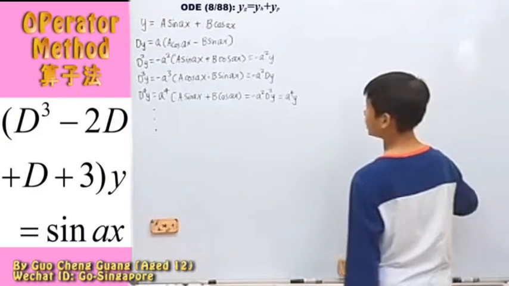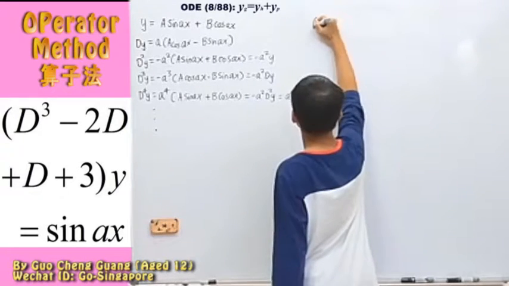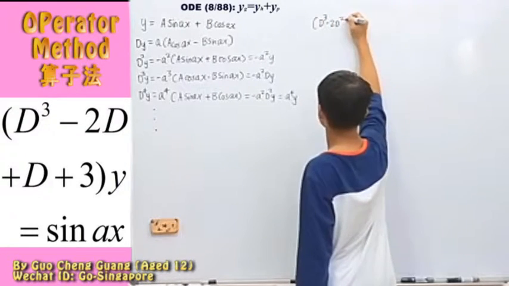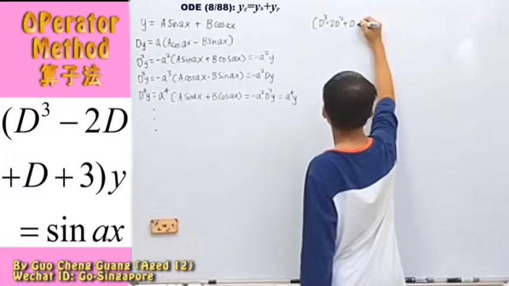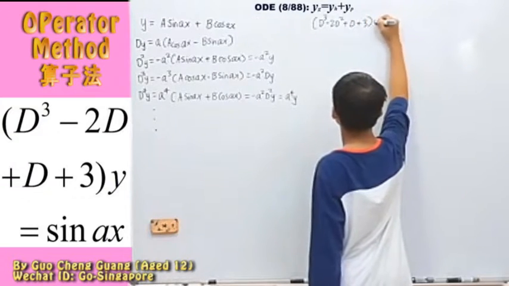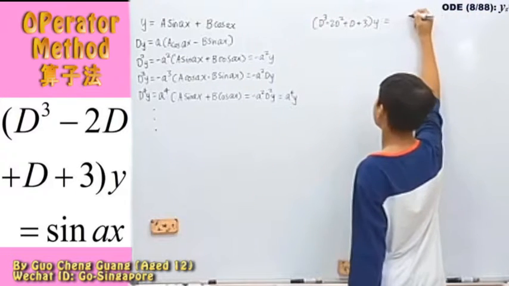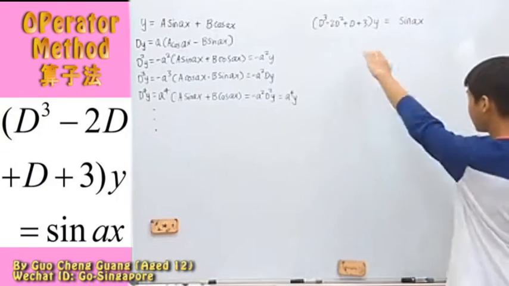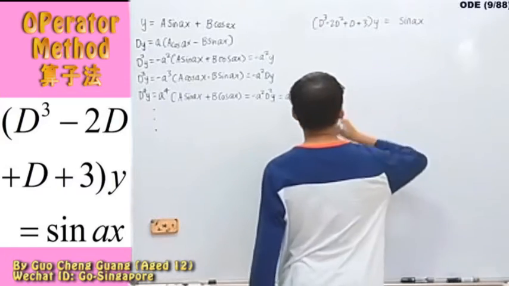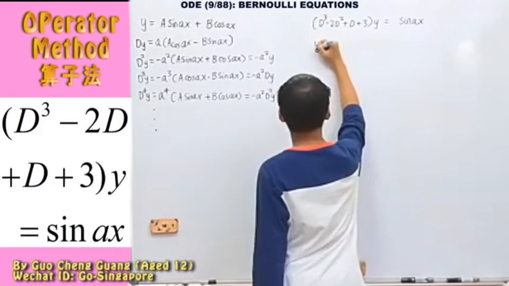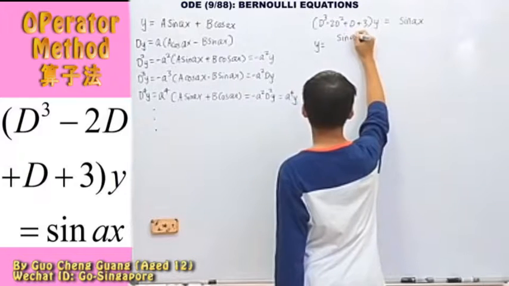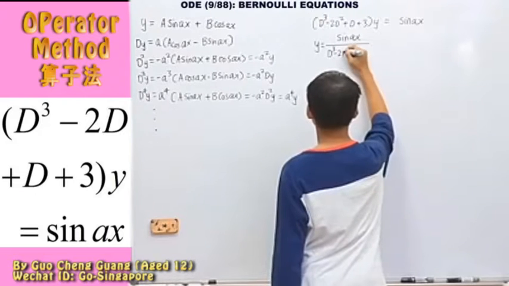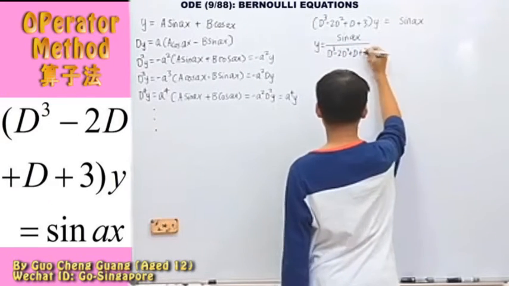So what if I just give d cubed, then you subtract 2d squared, then you add d, then you add 3, then y, and this part give it as equal to, let's just take the simplest part, sine ax. So let's just take it like this first. So from these operators, the first part that you give will be y equals sine ax over d cubed subtract 2d squared plus d plus 3.